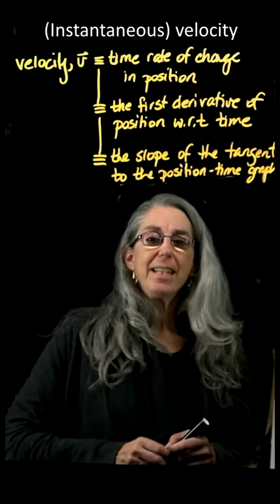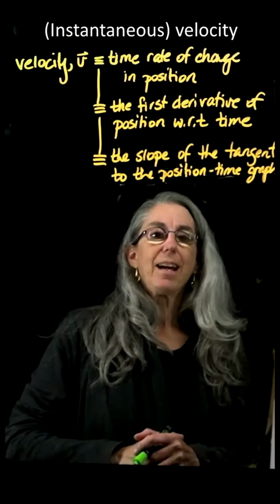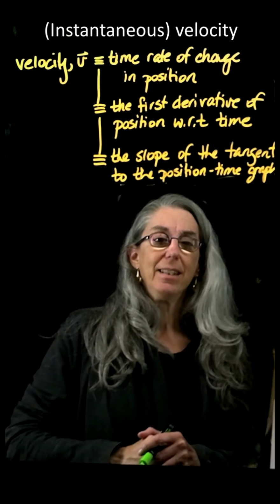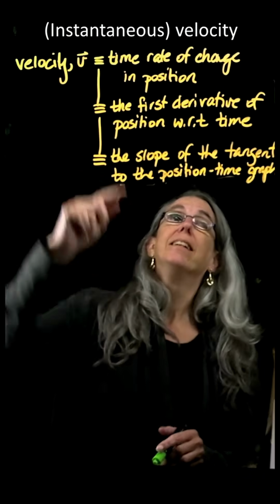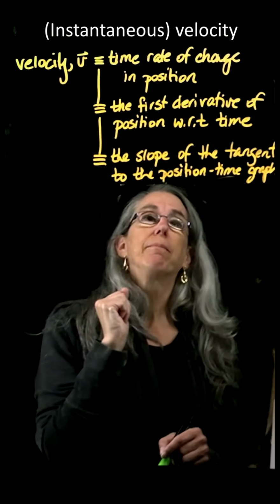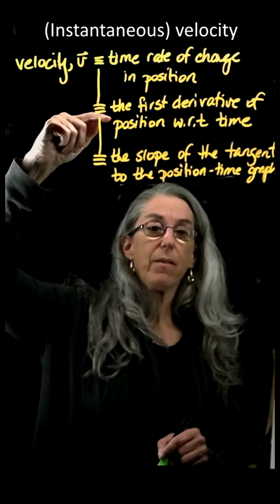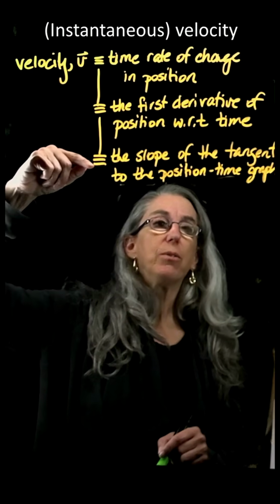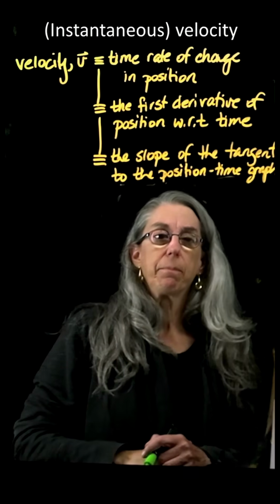Let's talk about instantaneous velocity. I put the word instantaneous in parentheses because after the first week, you're never going to hear it again. It's only going to be velocity. So the velocity is defined as the time rate of change in position, which turns out to be the same thing as the first derivative of the position with respect to time, which you can also find by the slope of the tangent line to the position-time graph.